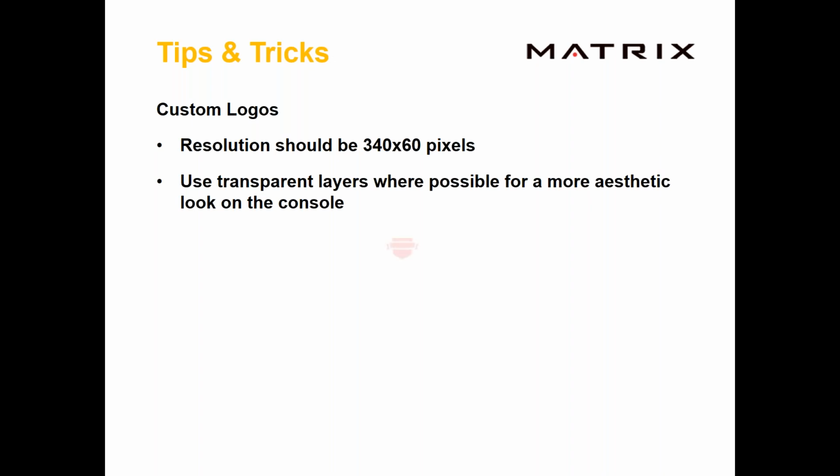We also recommend using transparent layers where possible for a more aesthetically pleasing look on the console. So here as an example, I've got this My Gym logo, and you can see there's a lot of transparent areas going on, and there's white text. On a white background, I can't really see it. That said, when I apply it to the console, the header bar is actually black with a semi-transparent setting on it. So once I apply a logo like this, it's going to look really great up against that black background.